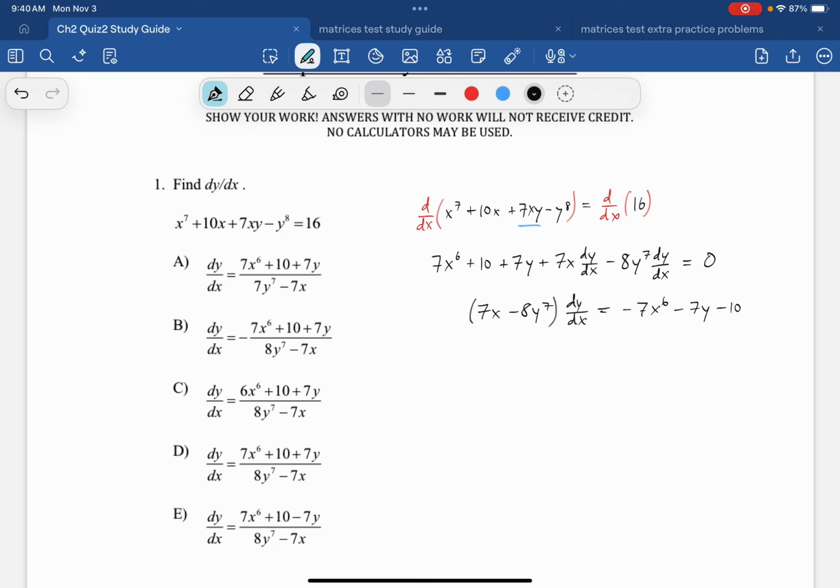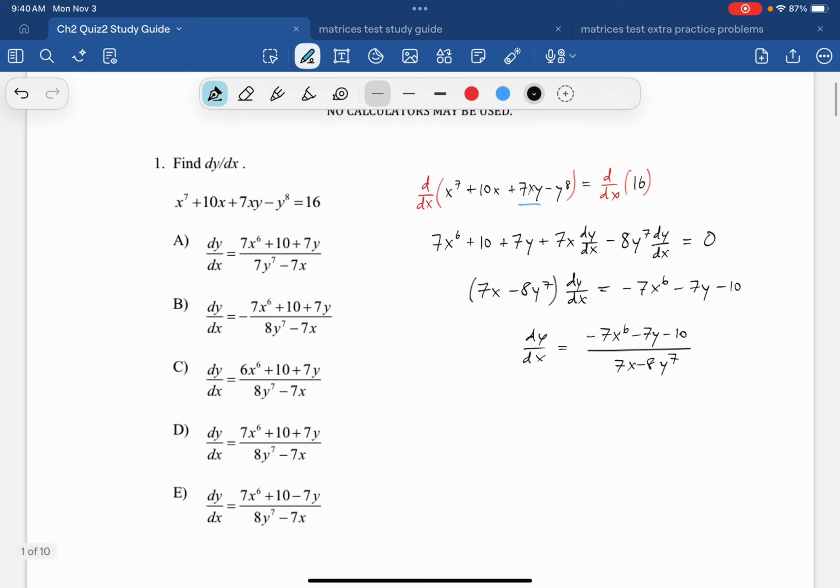And finally, I'm just going to divide both sides by that factor on the left side, which leaves me with dy dx equals minus 7x to the power of 6 minus 7y minus 10 over 7x minus 8y to the 7th. Okay, so now the tricky part is comparing with the answer choices and seeing what matches. And that might require some simplification or manipulation.